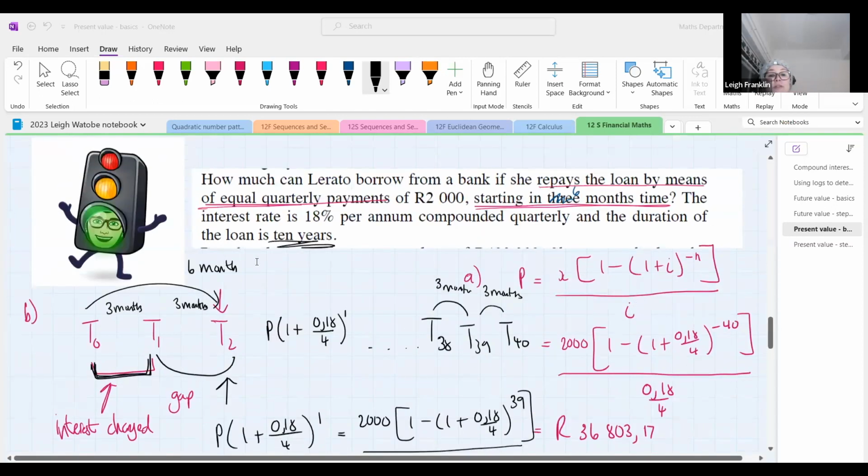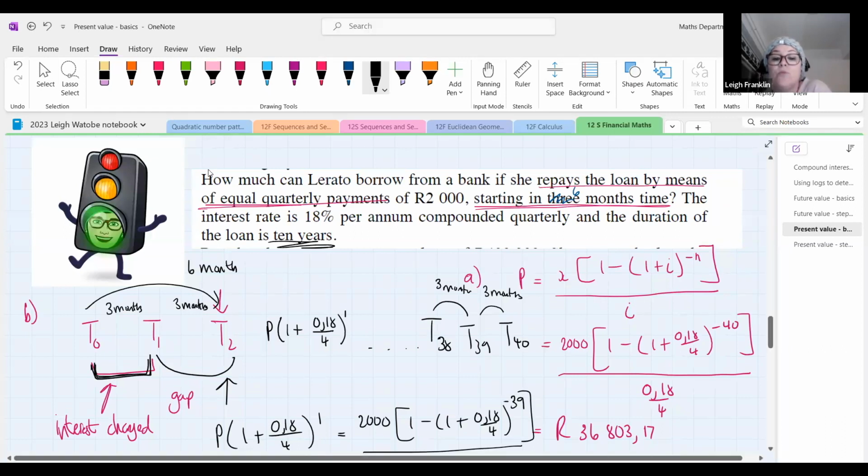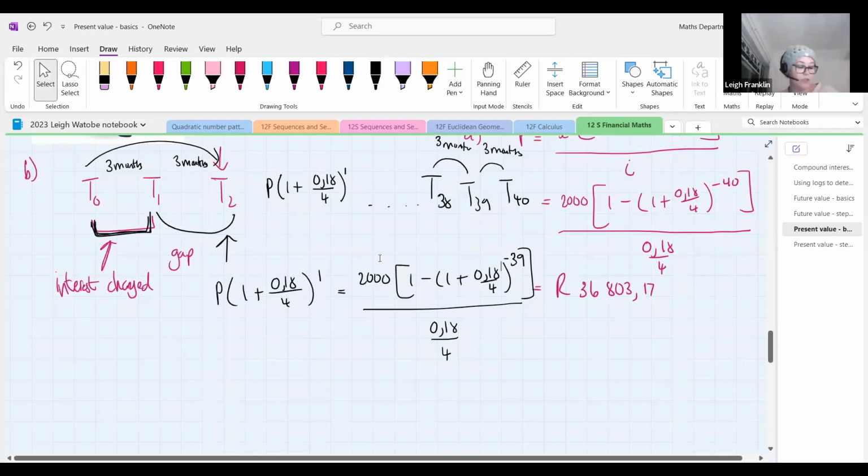Isn't it interesting how just changing it from 3 months to 6 months makes this question that much more difficult? Because we have to consider how it changes in and also how it affects P. Oh, sorry, I'm not concentrating. It would have to be negative. It would have to be negative. Okay, sorry. My apologies.